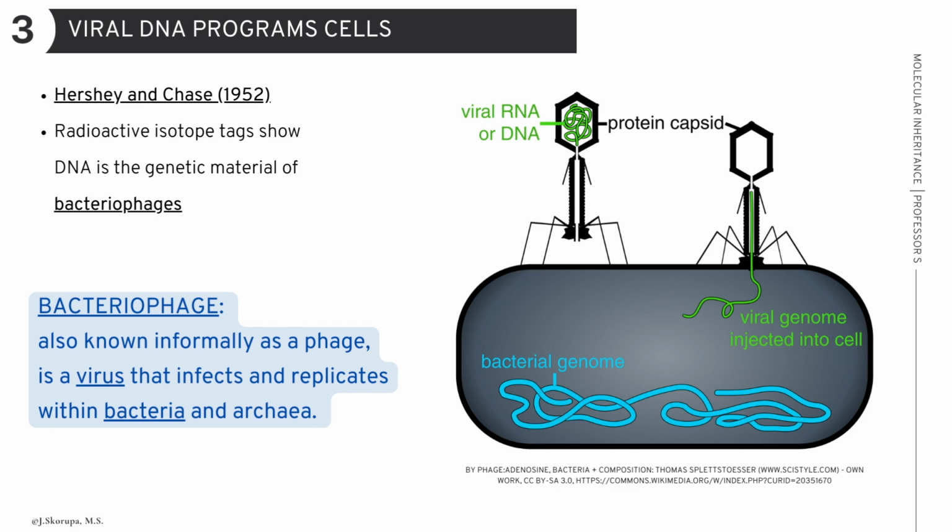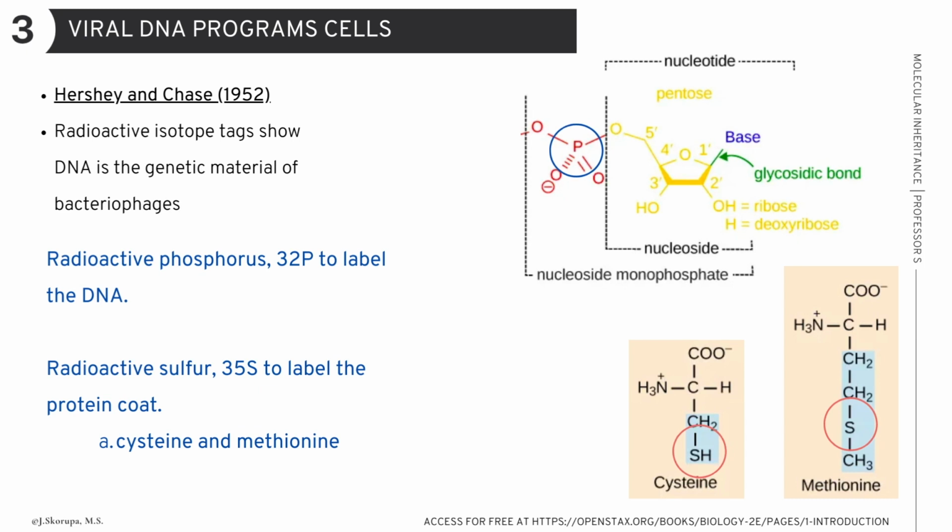In 1952, Alfred Hershey and Martha Chase showed that DNA is the genetic material of a phage known as T2. They designed an experiment to show that only one of the two components of phage T2, again, either DNA or protein, enters an E. coli cell during infection. To do this, they used radioactive isotope tags, radioactive phosphorus 32P to label DNA, and radioactive sulfur 35S to label the protein coat.